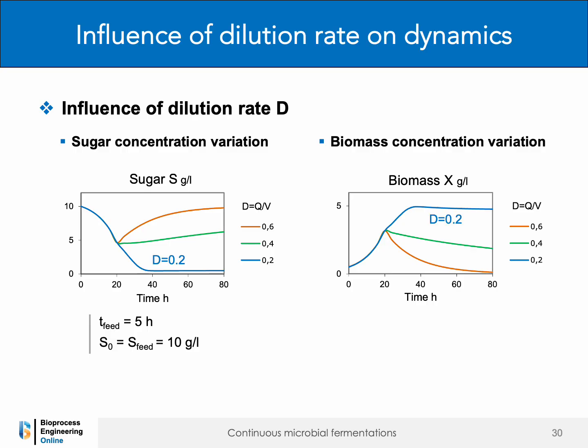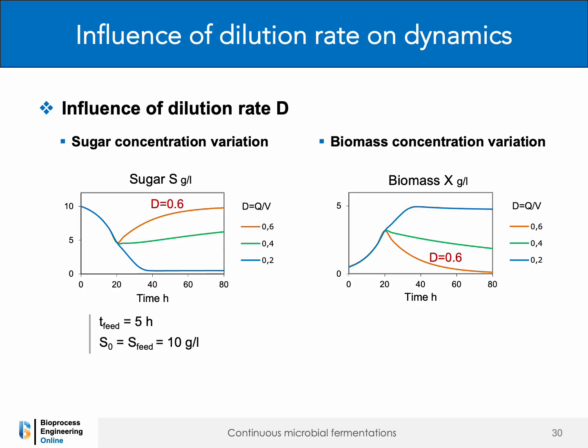At a low dilution rate of D equals 0.2 hour^-1, corresponding to a long residence time of 5 hours, the system reaches a steady state, characterized by a low residual substrate concentration and a high biomass concentration. At an intermediate dilution rate of D equals 0.4 hour^-1, the fermentation dynamics lead to intermediate steady-state concentrations of both substrate and biomass.